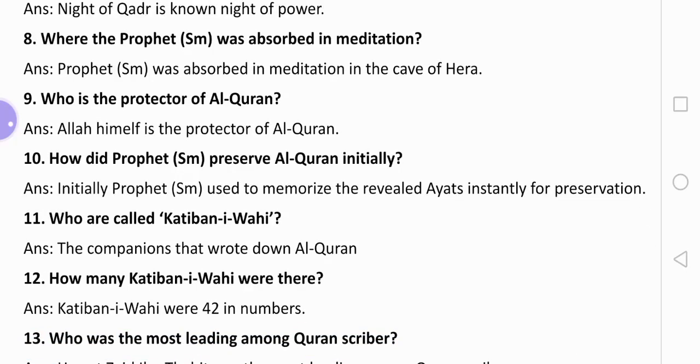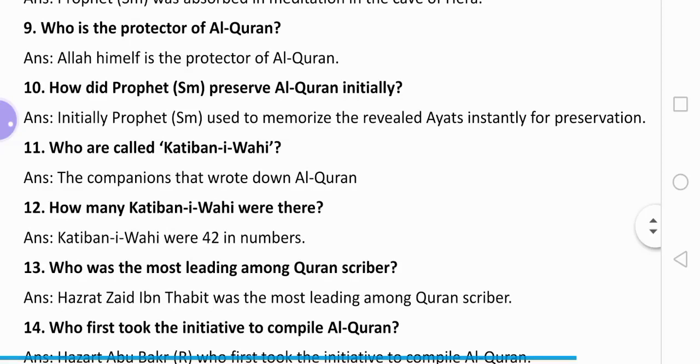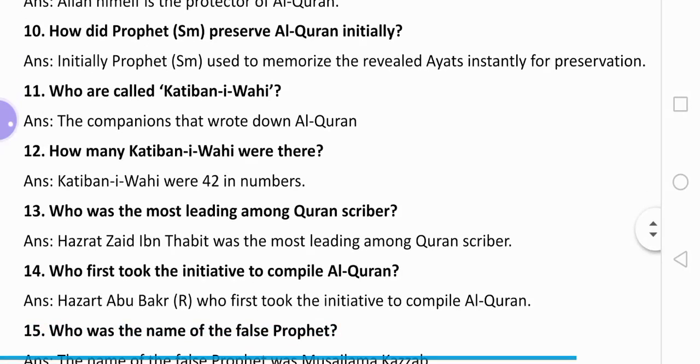Number 10, how did the Prophet ﷺ preserve Al-Quran initially? Initially, Prophet Muhammad ﷺ used to memorize the revealed ayats instantly for preservation. Number 11, who are called Katibani Wahi? Katibani Wahi, we know, are the companions that wrote down Al-Quran. And how many Katibani Wahi were there? There were 42, and their chief was Zaid bin Sabit.